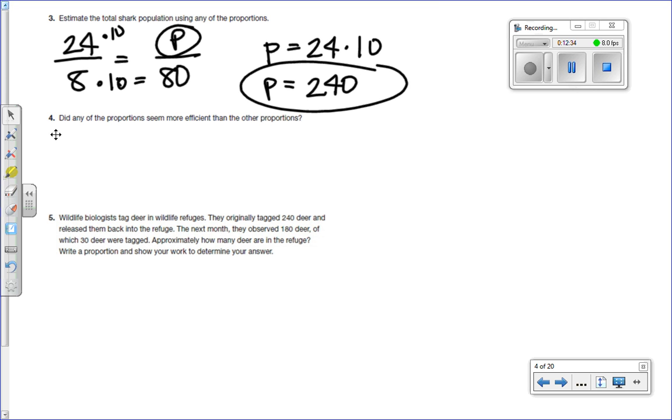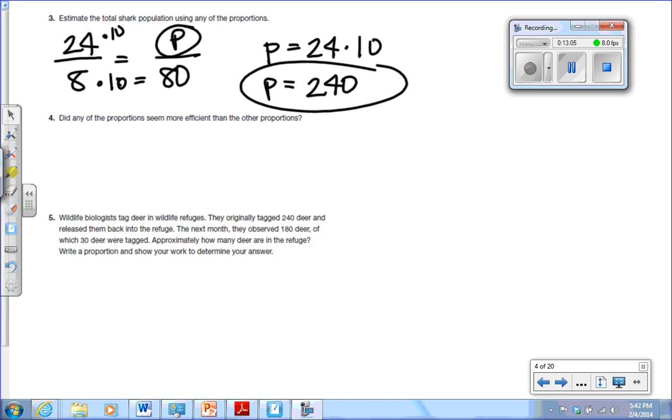Now, you could have used different proportions and solved it and still gotten that same answer of 240. But just as number 4 asks, did any of the other proportions seem more efficient than others? This one seemed the most efficient to me because I could see that if I multiplied my denominator by 8 or by 10, I would get my 80, which is what I needed. So when you write those proportions in several different ways, you want to think about which one would be the easiest for you to solve, and that's the proportion you want to use.